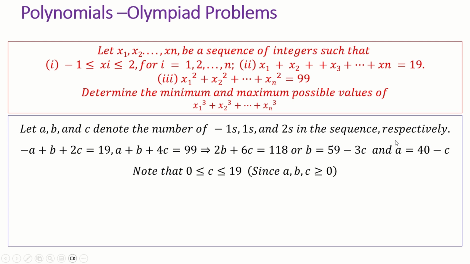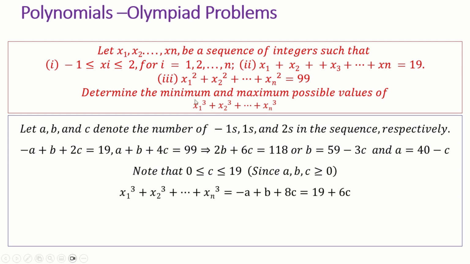So if c is 20, then b is negative, minus 1. It's not possible. So the maximum value of c is 19. Minimum value obviously 0. Correct. So c is between 0 and 19. Now note down this condition.